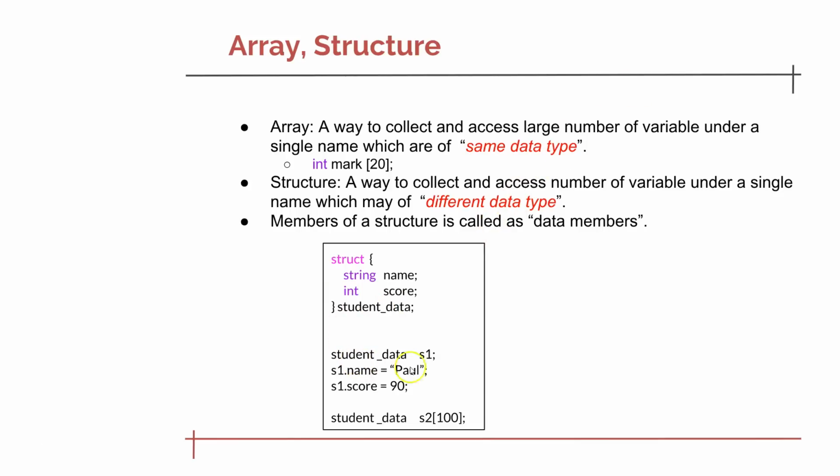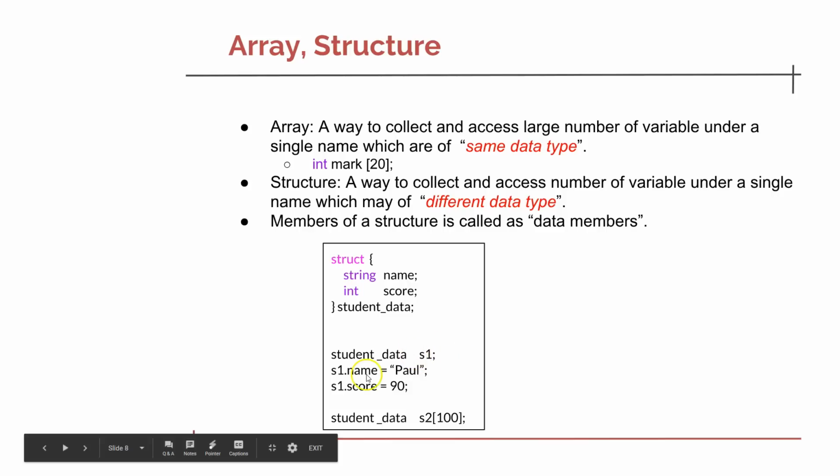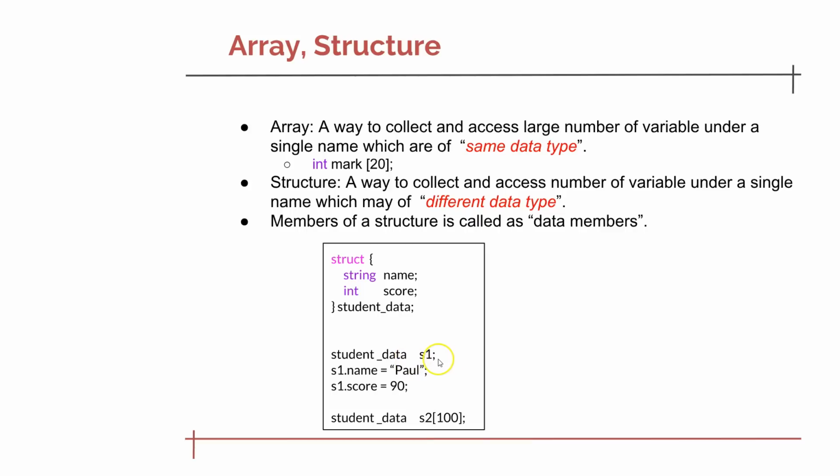I am declaring a variable with the name s1 which is of type student_data. You can think of it as similar to declaring an integer variable like int a or int s1. Just by defining a structure like this, you will be able to define a variable of that particular structure data type.